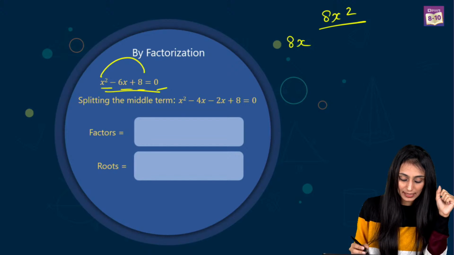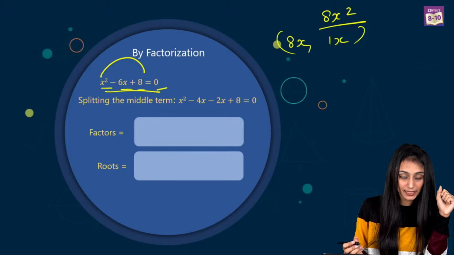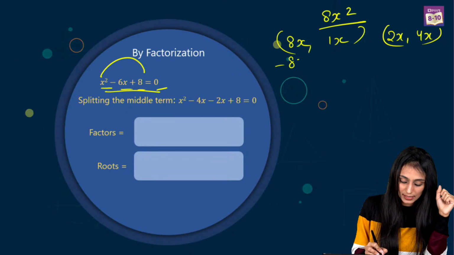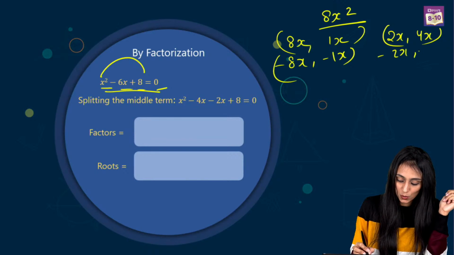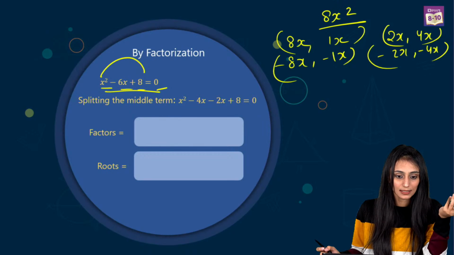Either it will be 8x, or it will be 1x. This is the first factor. Or it can be what? 8x square we can get this way. Or it can be 2x, it can be 4x. Or it could be minus 8x, minus 1x also, still I'll get 8x square. Minus 2x, minus 4x also. Any other factor for this?